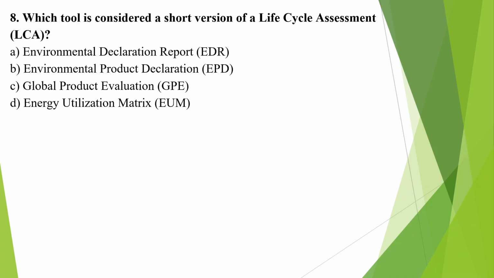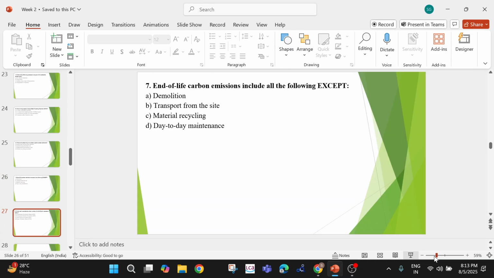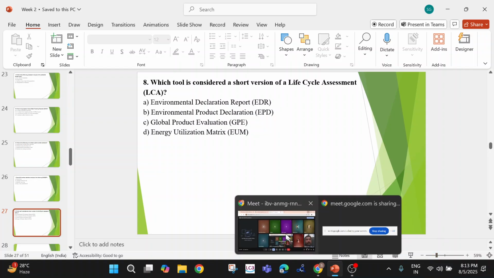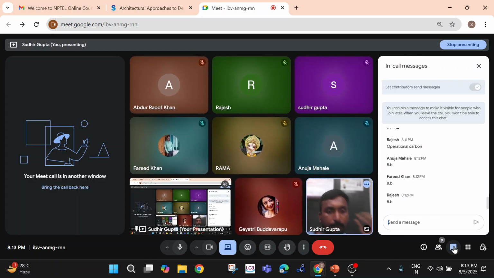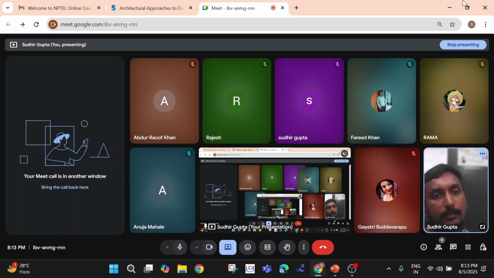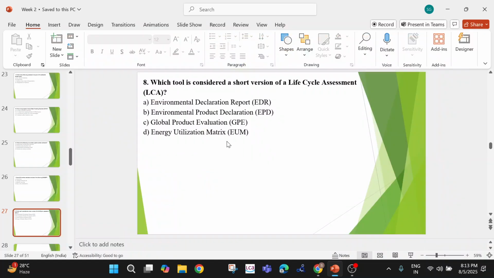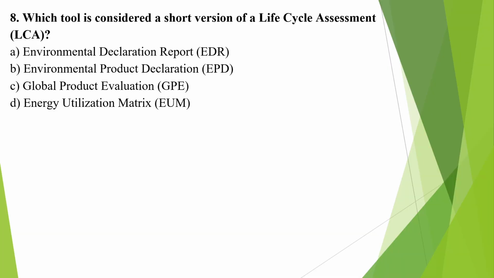So all of you have given your answers. Does anyone want to add their answers, or should I disclose? Yeah, as I can see, only three people have given the answer. Ranuja was the first, and all of them have opted for option B as the correct answer. Option B is saying environmental product declaration. Yeah, this environmental product declaration is the correct answer for question number 8.